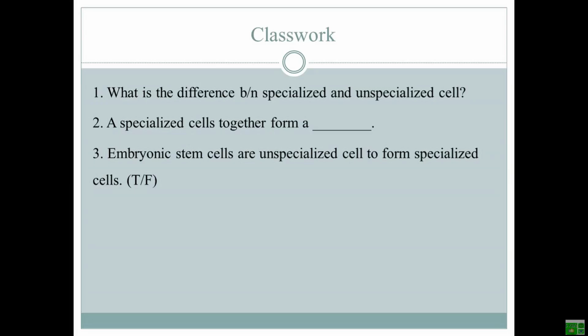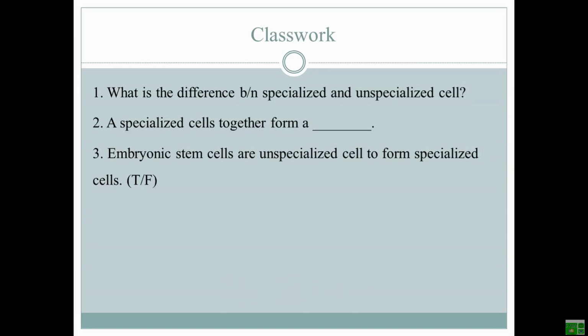Question number 1 says, what's the difference between specialized and unspecialized cells? Question number 2, specialized cells together form a blank. Question number 3, embryonic stem cells are unspecialized cells that can form specialized cells. True or false?